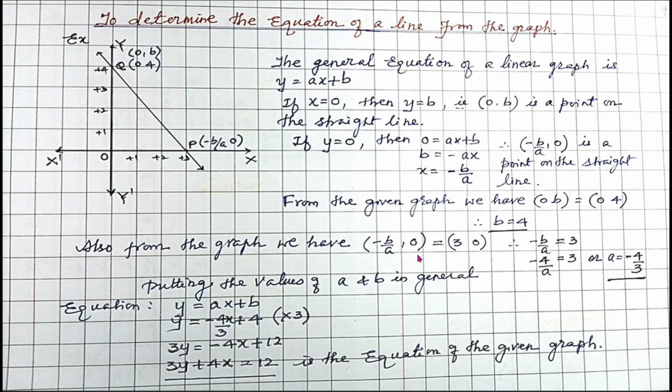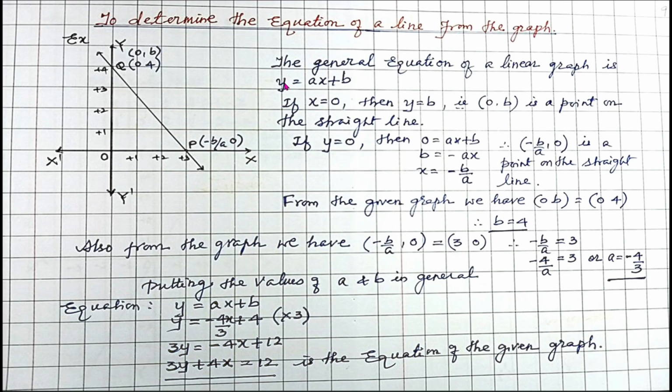Now this is a very important study here again, to determine the equation of a line from the graph. All this time we were drawing the graph, but now the graph is given, and we have to form an equation. So please understand this carefully and how it is done. Now we have been given a graph here. We know that the general equation of a linear graph is y is equal to ax plus b. Now put x is equal to 0 here, then y becomes b, and therefore the ordered pair (0, b) is a point on the straight line.